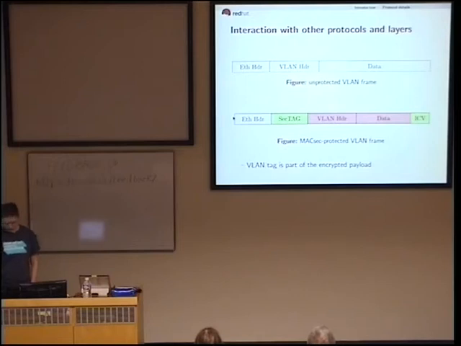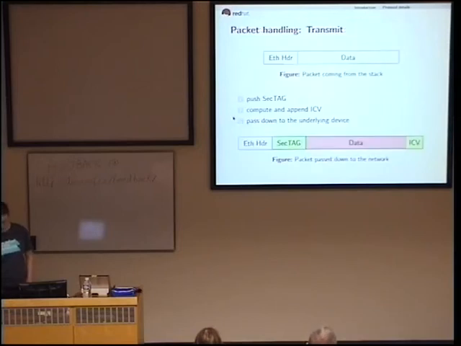Now, how MACsec interacts with VLAN. If you want to have your VLAN header protected by MACsec, then that's what you would do. You would have your Ethernet header, VLAN header, and then your data. And you would put the VLAN header plus data inside the MACsec payload, and that would end up being encrypted.